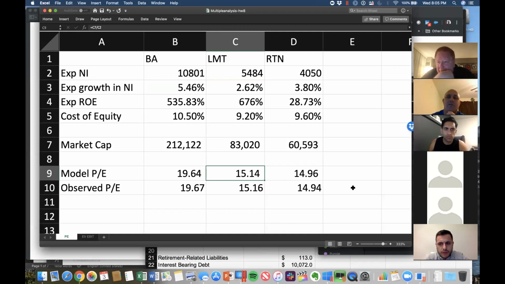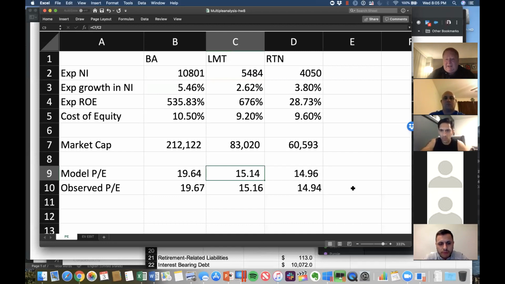Christian, go ahead. I was going to say, because you're essentially growing a higher expected net income into perpetuity at 5.46% versus expected net income growth that's half that of Boeing at 2.62% for Lockheed Martin, which more than compensates for the 1.3% higher cost of equity that Boeing has relative to Lockheed Martin.